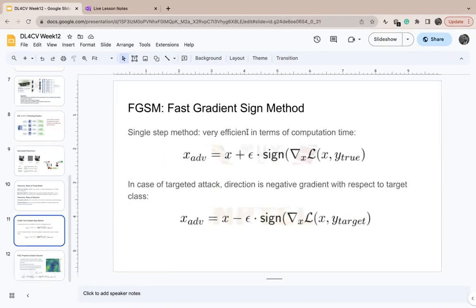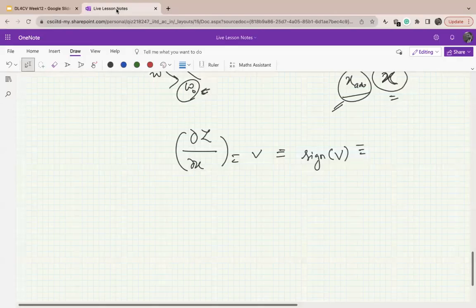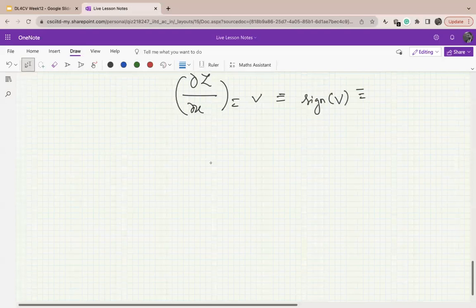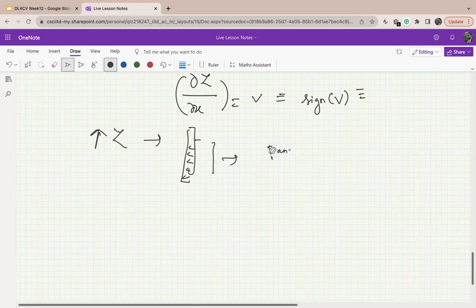So in terms of targeted attack, this is the untargeted attack. You're just increasing the loss so that the probability distribution in the output layer will somehow change and will make the panda be given a different label.